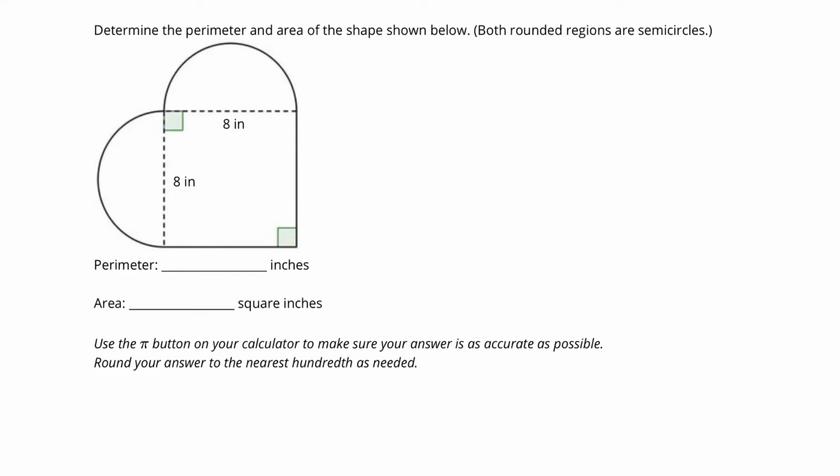In this problem, we are asked to determine the perimeter and area of the composite shape shown below. And if you look at it, it kind of looks like a heart, doesn't it? Well, let's start with the perimeter first.